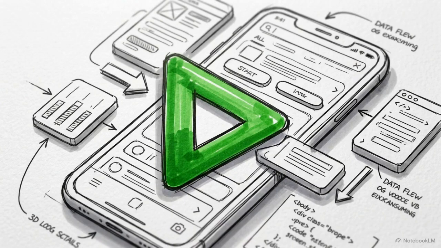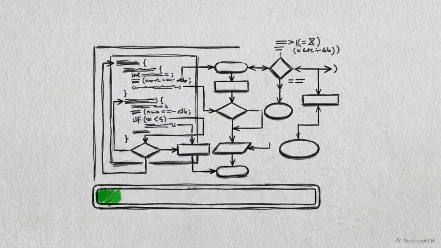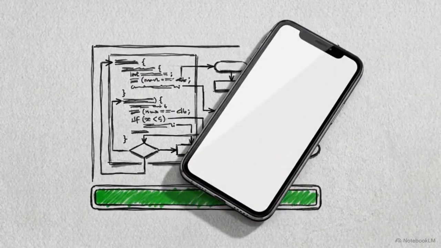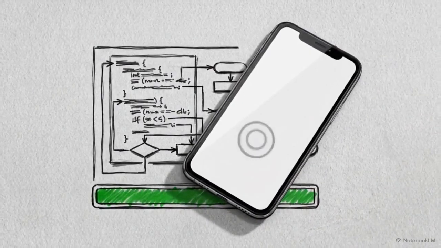It's time to verify our work. We initiate the build process by clicking the green Run arrow at the top of the interface. The software compiles our code, and the digital emulator successfully boots up. Our freshly designed interface loads directly onto the virtual screen.